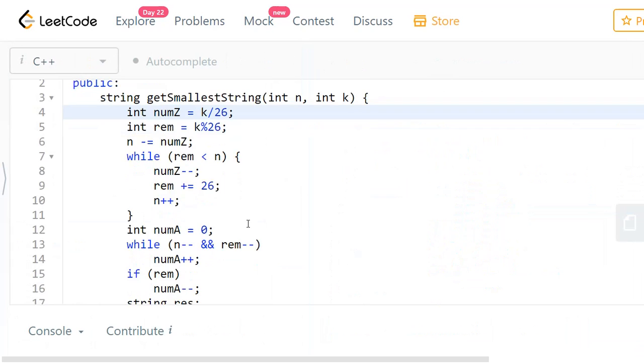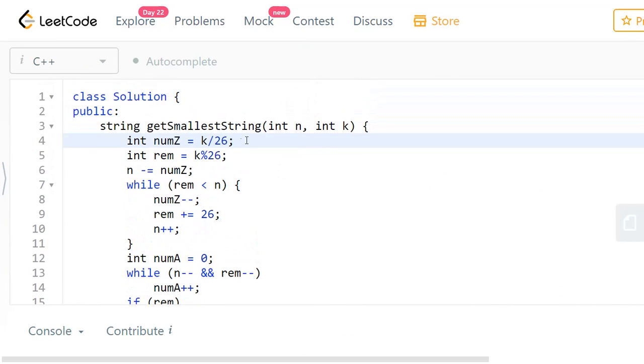Let's see the code. We are given n and k. What we are going to do is fill the string from the right side. We fill as many Z alphabets as possible from the right side. Then for the remaining value, we try to fill the alphabet A as much as possible. If there is anything remaining, we need to fit it with the corresponding alphabet. So let's see how we are going to do it.